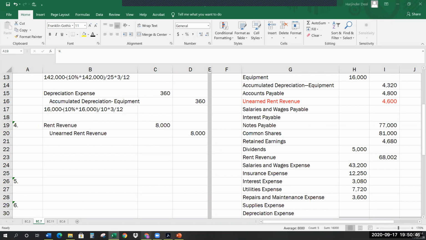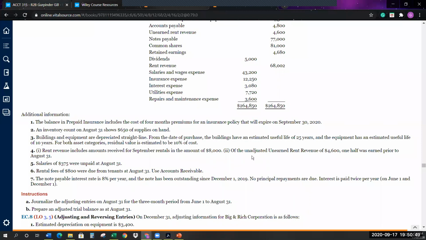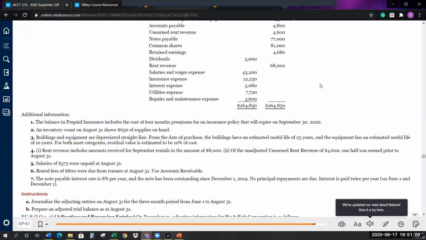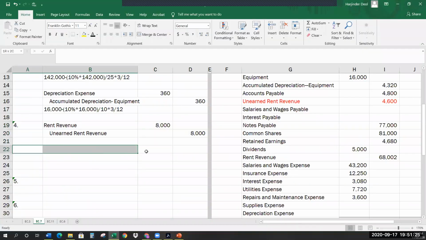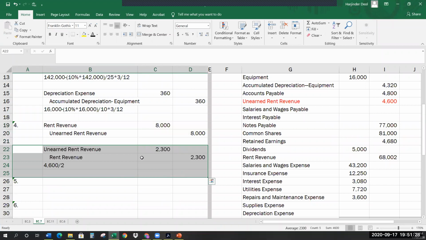Okay, part 2 of that conversation. Of the unadjusted rent revenue of $4,600, 1/2 was earned prior to August 31st. So if we look at the unearned rent revenue, which is here, $4,600, they told us the total there. 1/2 of that is now earned, which means the liability that was stated on our trial balance is really not fully correct. Some of that is now earned. So you've got to reduce your liability. So we will debit this unearned rent revenue account and credit our revenue because now we have earned it. We're recognizing the revenue now, right? That's right.